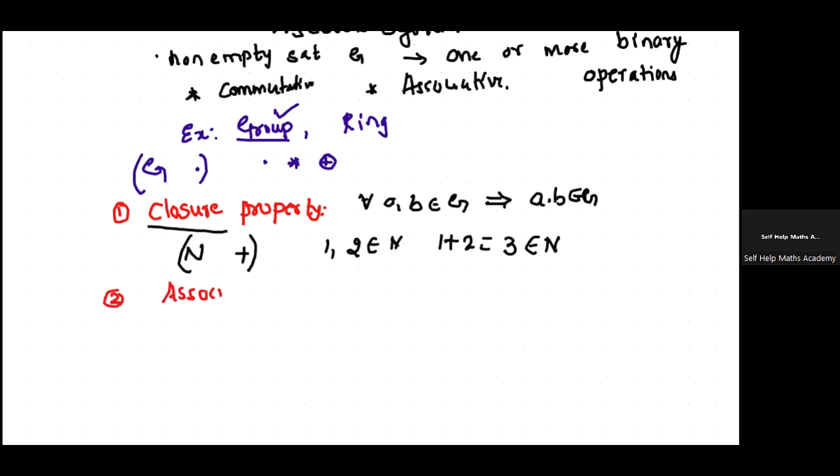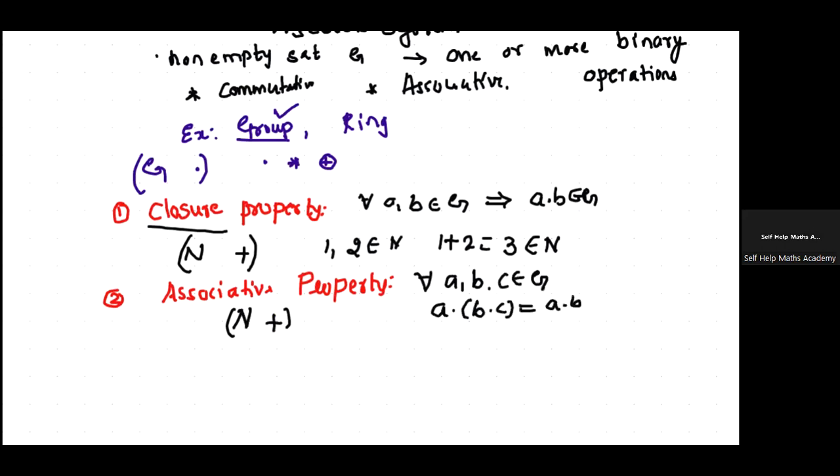Now, the second property we're talking about is the associative property. What do we mean by the associative property? Let me take the same set, the natural number set, with the binary operation addition. For all a, b, c belonging to G, if (a dot b) dot c is equal to a dot (b dot c), we say it follows the associative property.